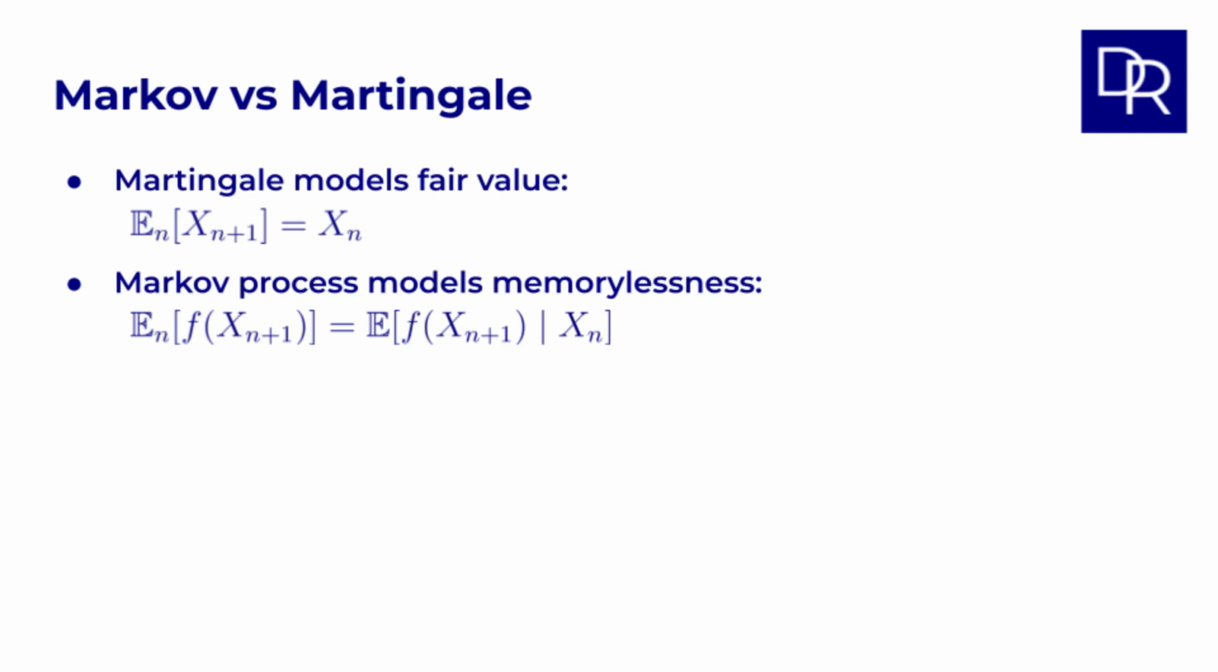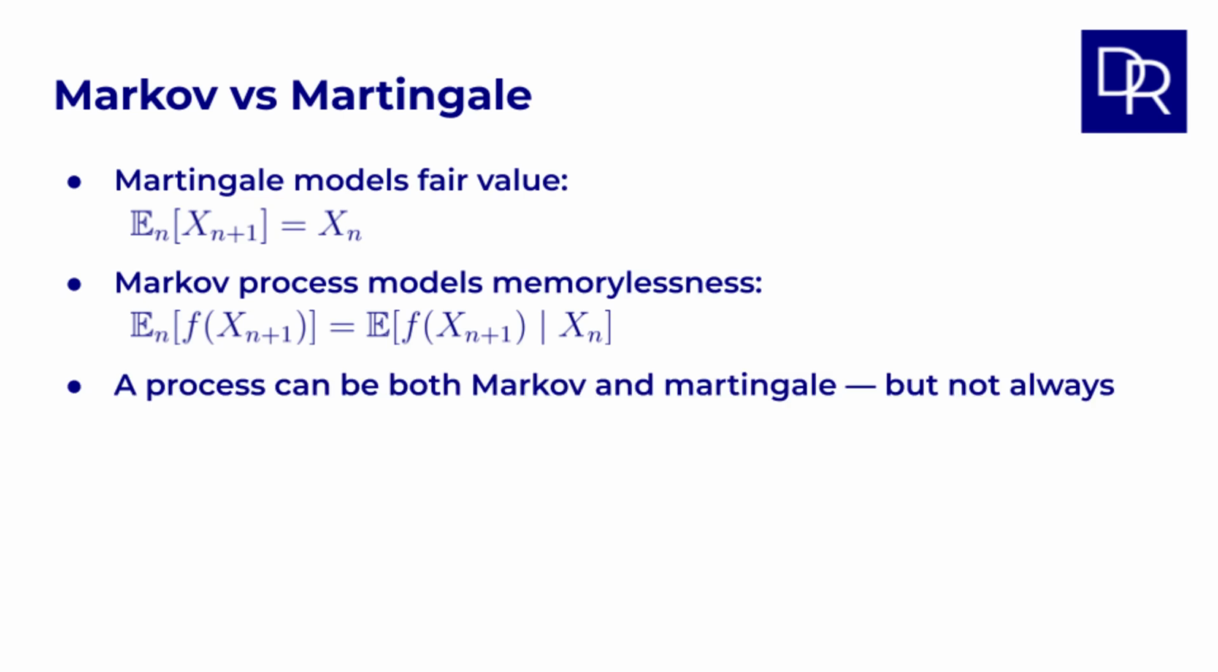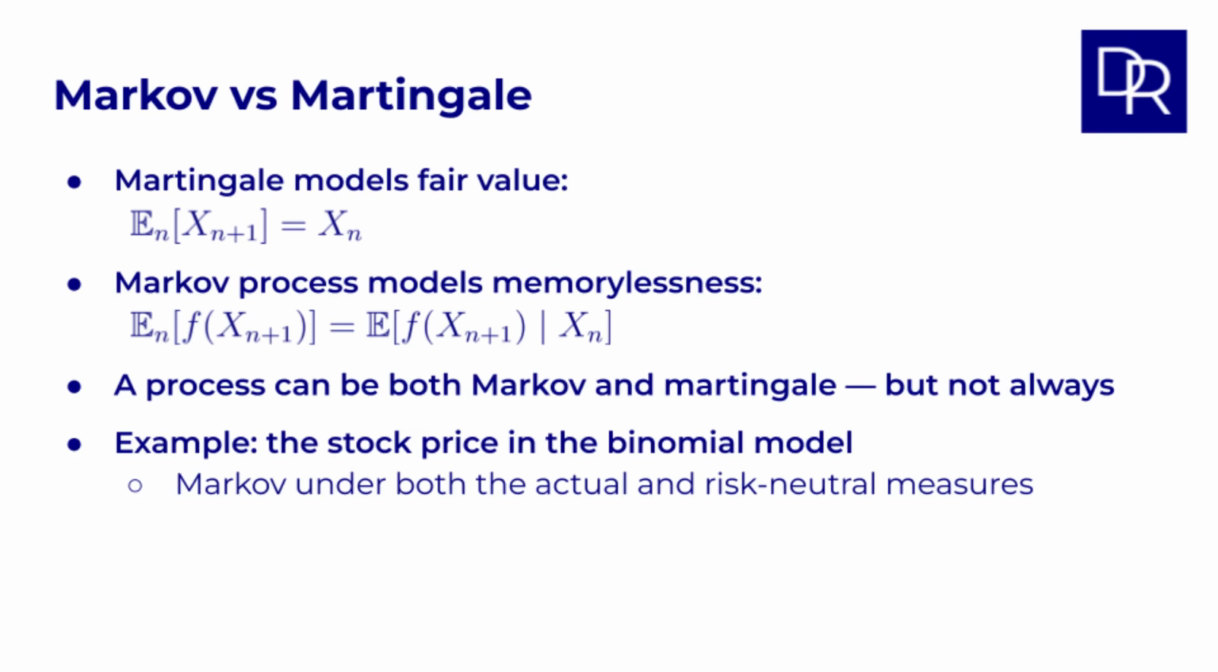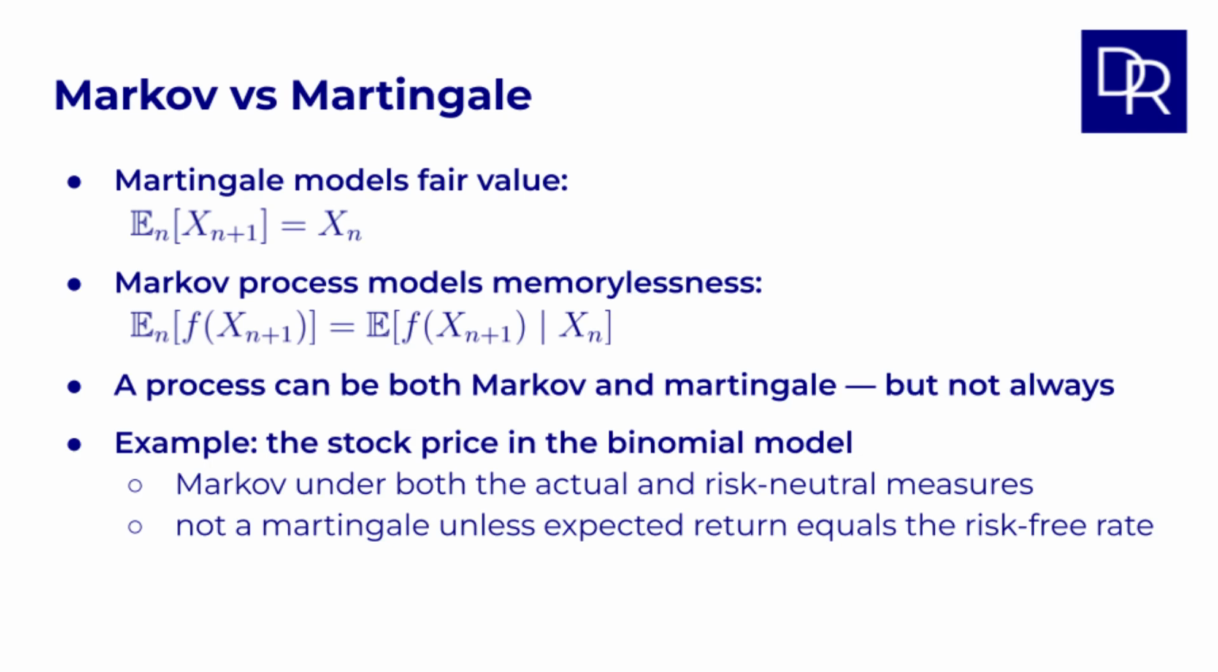The expected value at time n of any function f of the random variable x at some future time n plus 1 is equal to the expectation conditional on the value of xn. They are similar but conceptually different. A process can be both Markov and martingale, but not always. For example, the stock price in the binomial model is Markov under both the actual and risk-neutral measures, but it's typically not a martingale unless the expected return equals the risk-free rate.